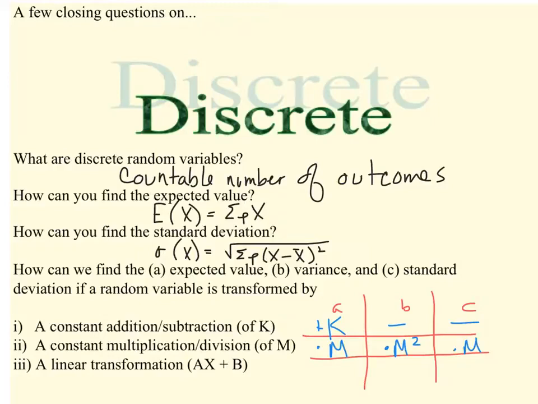A linear transformation of ax plus b. Well, of course, the expected value would get multiplied by a, and then we would add b. The standard deviation would be multiplied by a, and that's it. The shift up b has nothing to do with it. And the variance will be transformed by multiplying by a squared.